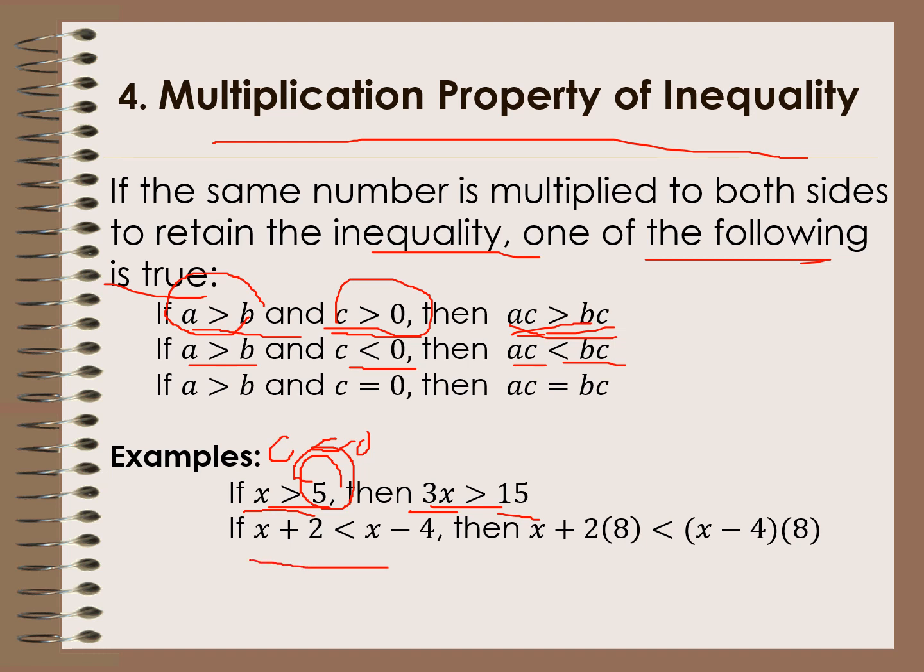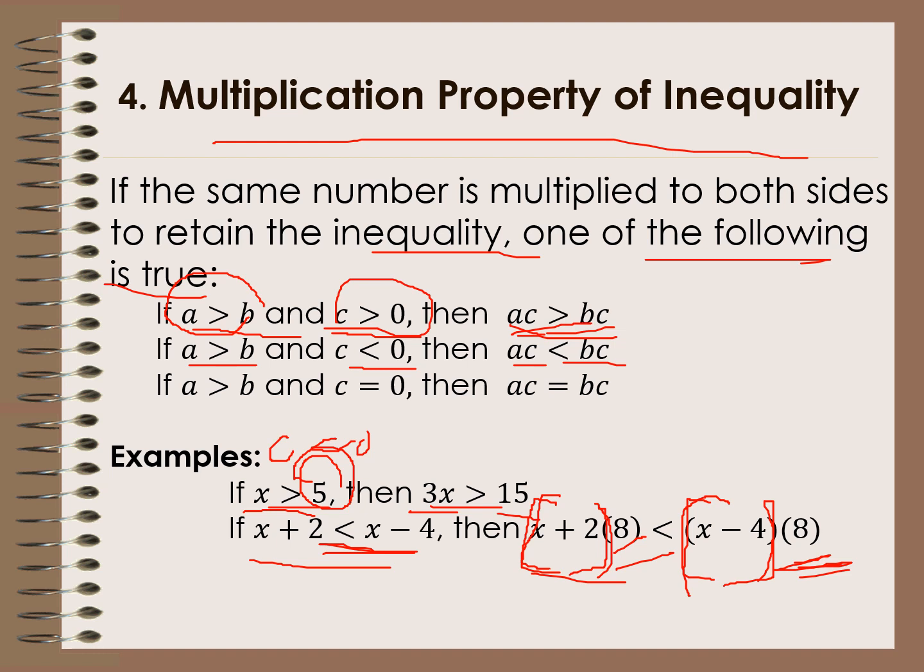If x plus 2 is less than x minus 4, then (x plus 2) times 8 is less than (x minus 4) times 8. Okay, here class, there must be a parenthesis here. The whole x plus 2 is being multiplied by 8. Therefore, the whole x minus 4 is also being multiplied by 8. Why is it that the sign of the inequality did not change? Because we multiplied both sides of the inequality by a positive number which is greater than 0, and that is 8. I'll repeat. The whole parenthesis x plus 2 is being multiplied by 8, and the whole parenthesis x minus 4 is also being multiplied by 8.